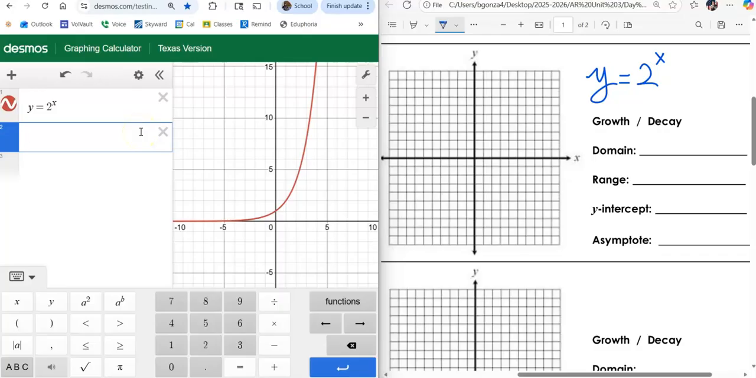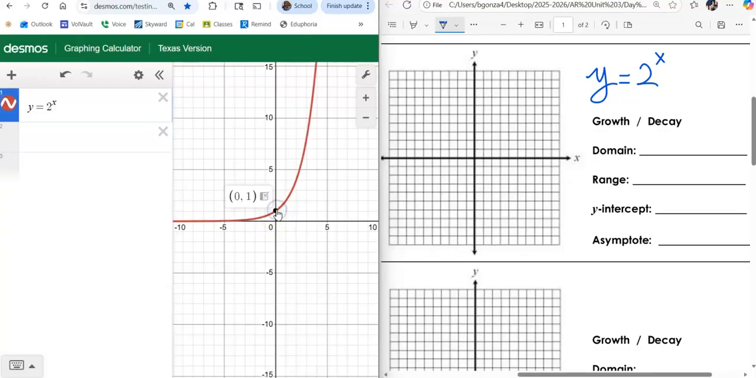Who knows? Now, once you graph, you have some points here, right? You can click the y-intercept. Now, as it goes to the right, is it going up or down? It's positive, so it is growth, right? Now, y'all see that y-intercept is 0, 1? Put a point at 0, 1.